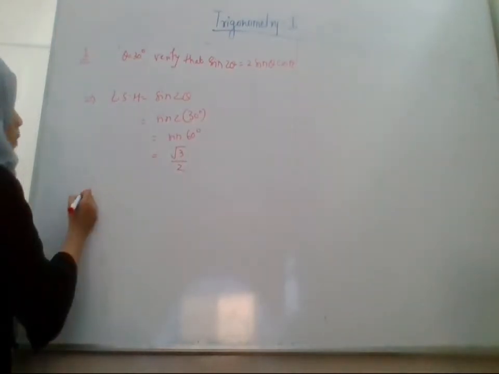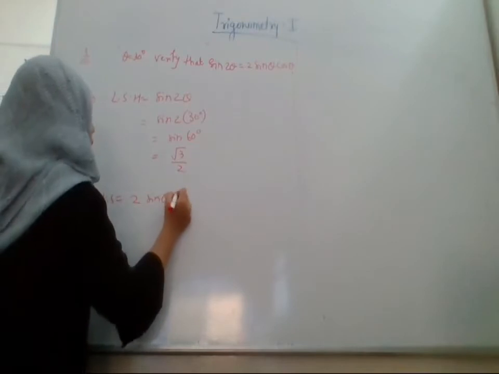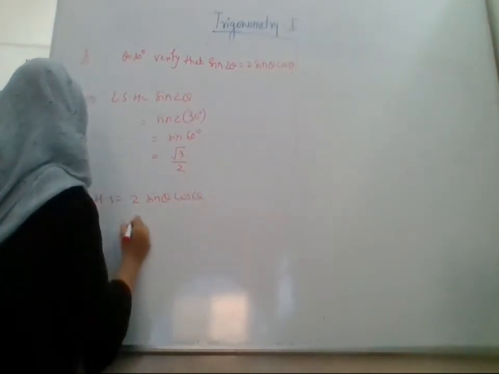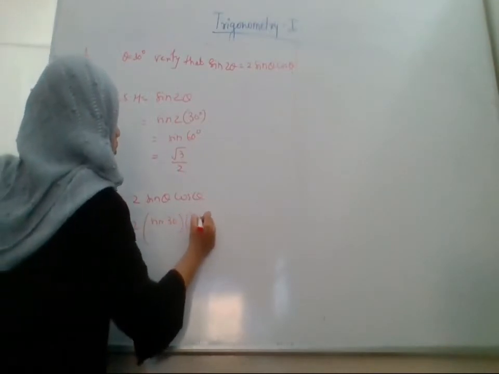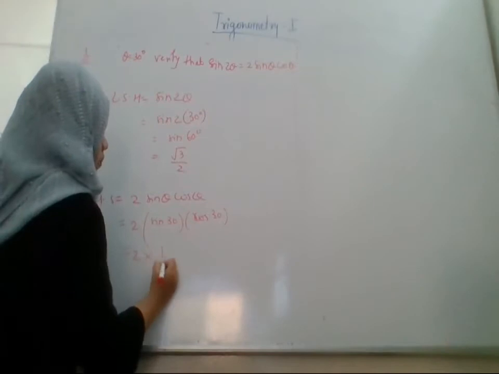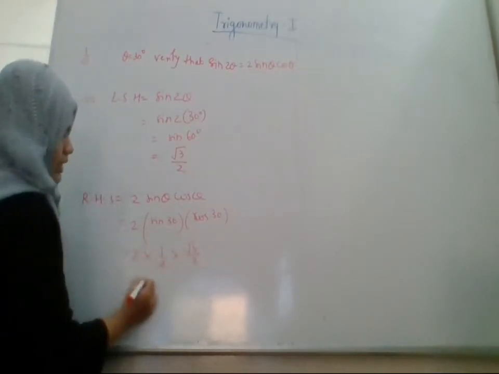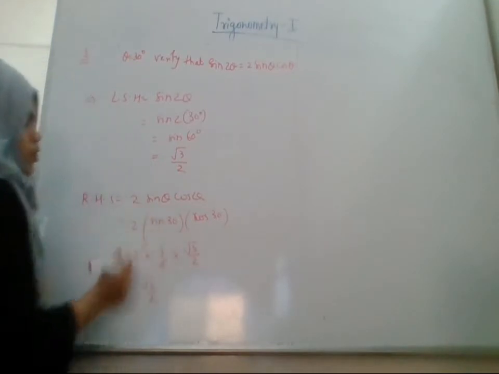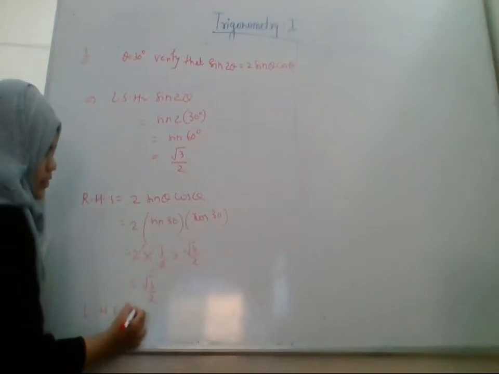Now consider the RHS. RHS is 2 times sine theta cos theta, which is 2 times sine 30 into cos 30. So 2 times sine 30, which is 1 upon 2, and cos 30 is root 3 upon 2. So the 2 and 2 get cancelled, and we are left with root 3 upon 2. So from here and here, LHS is equal to RHS.